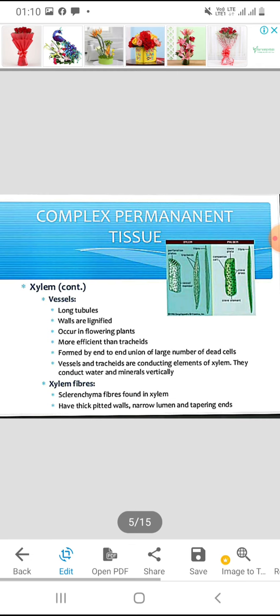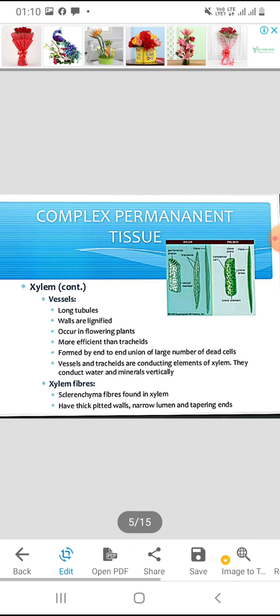Long tubular, walls are lignified, occur in flowering plants, meaning angiosperms, and are more efficient than tracheids, formed by end-to-end union of a large number of dead cells. Vessels and tracheids are the conducting elements of xylem. They conduct water and minerals vertically.